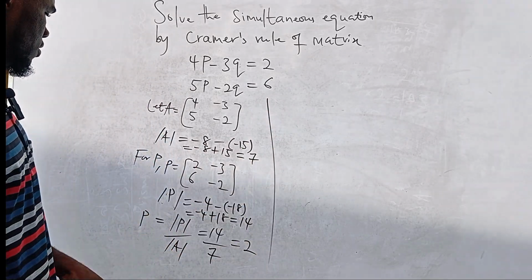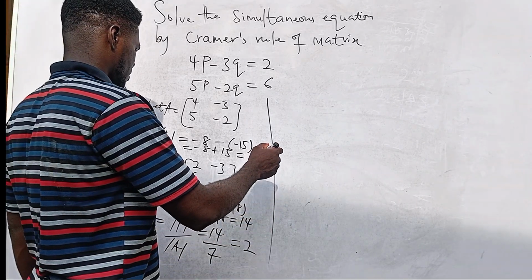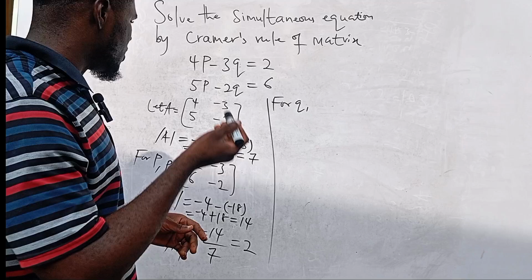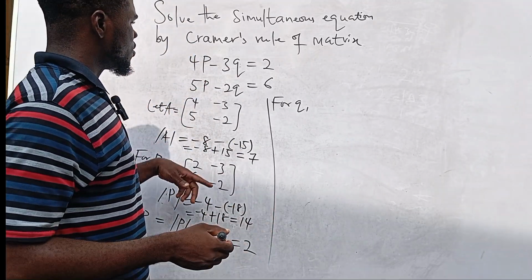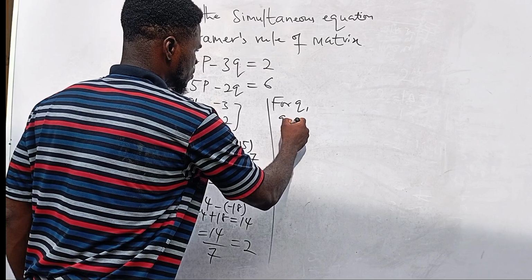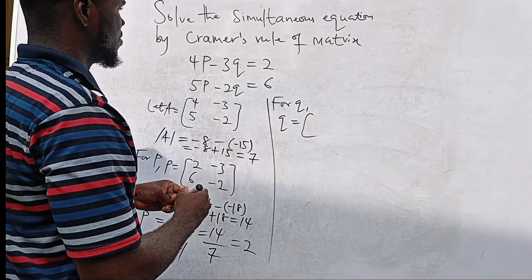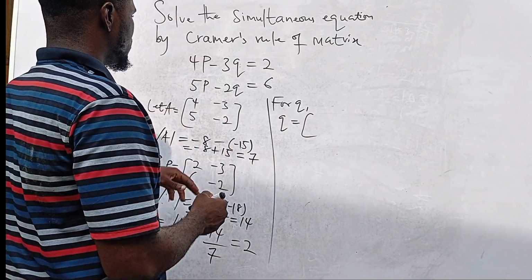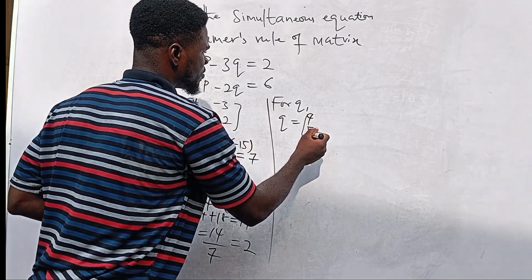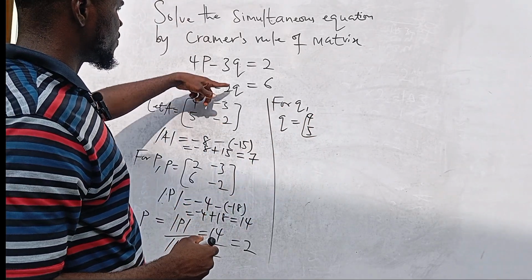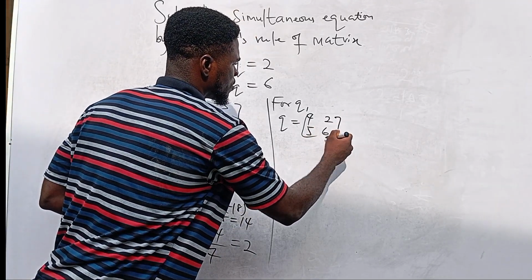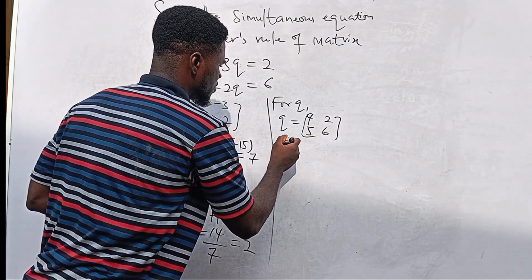Now let's get the value for Q. Now for Q, you want to replace the coefficient of Q by the constant again to form your matrix Q. So that means my matrix Q is going to be, you write that of the P, which is 4 and 5. Then replacing that of Q with the constant, we're going to have 2 and 6. Now you find the determinant.